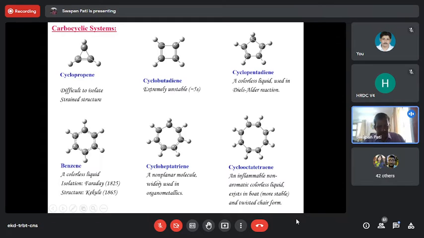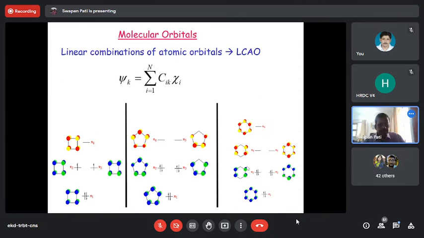Cycloheptatriene, a non-planar molecule widely used in organometallics. Cyclooctatetraene, a flammable non-aromatic colorless liquid, exists in both forms: the more stable tub form and the less stable twisted chair form. Okay. So these can be nicely done in terms of linear combination of atomic orbitals. Only the pi orbitals one could take and form the molecular orbitals.